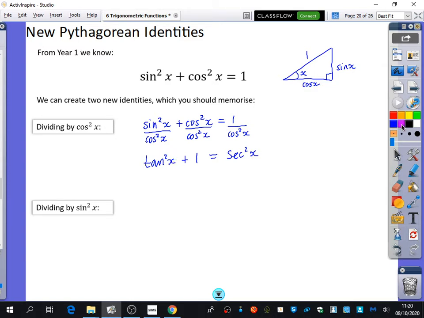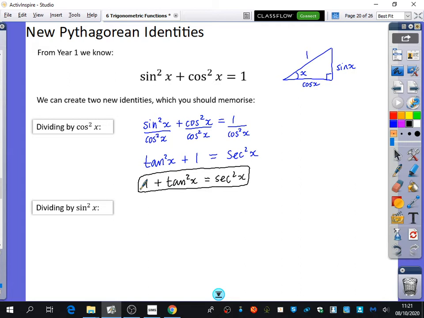But the most common way that I think you would see this, and you're going to be like, okay, but it's the same thing, is this. 1 plus tan squared x equals sec squared x. 1 plus tan squared is sec squared. And this needs to be memorized.